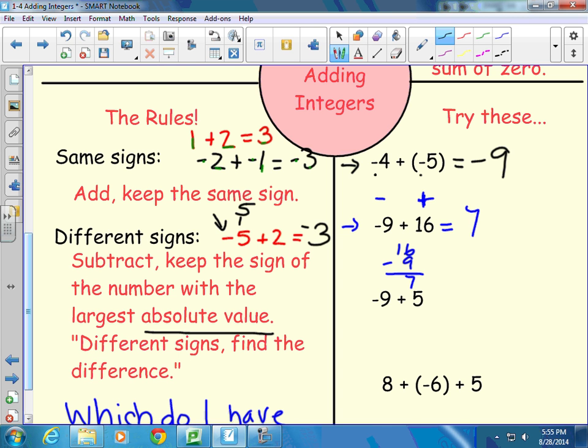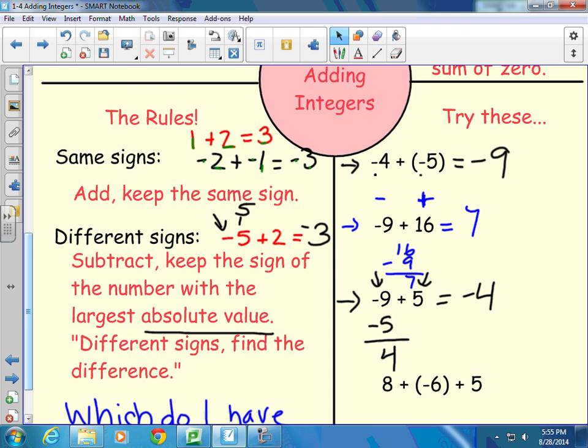Next one's negative 9 plus 5. Again, I see that I have more negatives than I do positives. So right away I know my answer is negative. So then I can do, well, 9 minus 5 is 4. So I have 4. And if you wanted to do that with counters, that's more than okay.